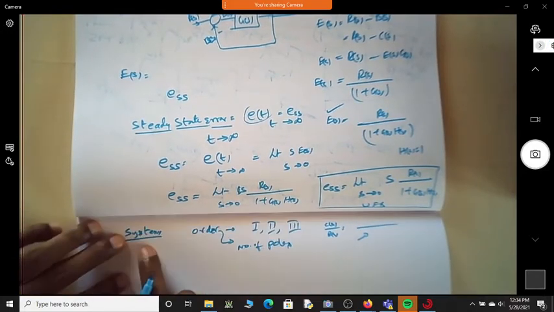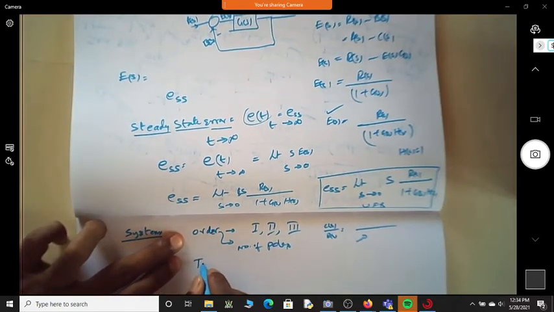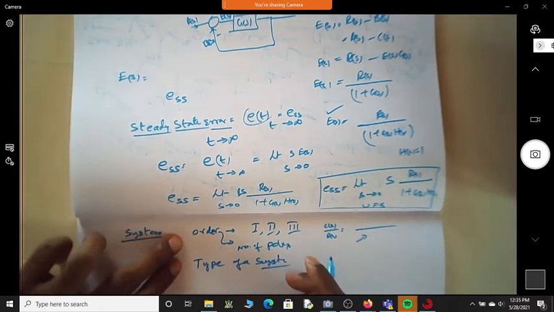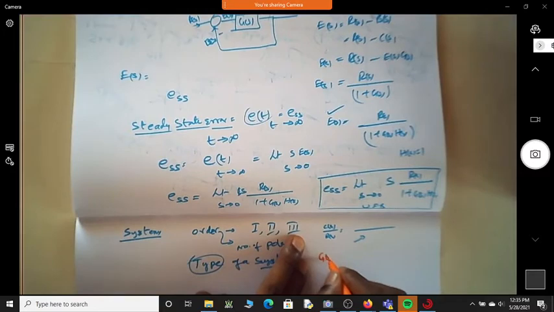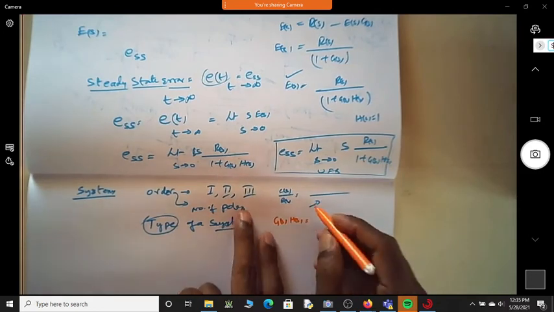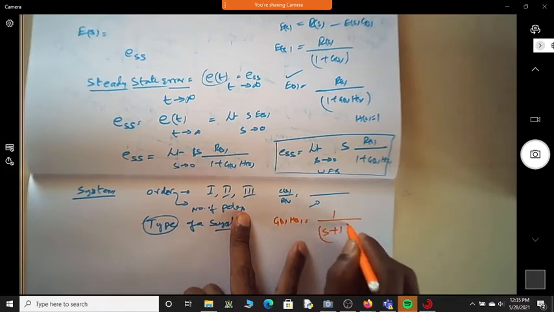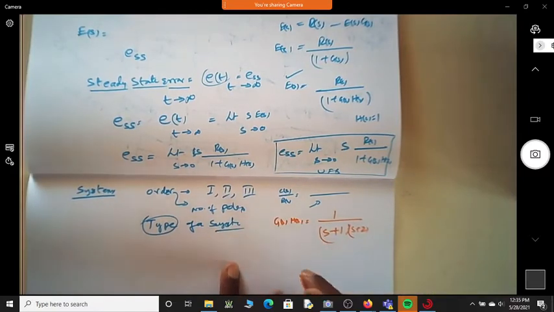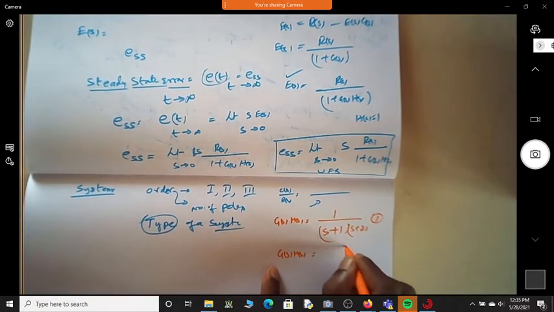And we'll define one more parameter for a system: the type of a system. How do we define the type? You take G(s) H(s), which is the open loop transfer function. Now, in this open loop transfer function, assume you have a transfer function like 1 over (s plus 1)(s plus 2). Consider this as the first transfer function. Then you have G(s) H(s) equal to 1 over s into (s plus 1)(s plus 2).